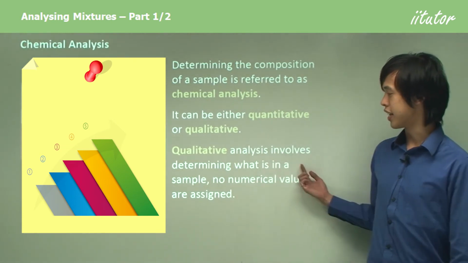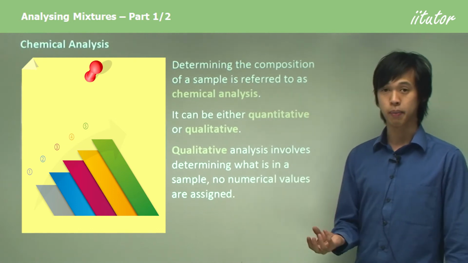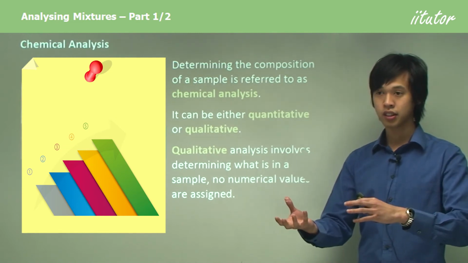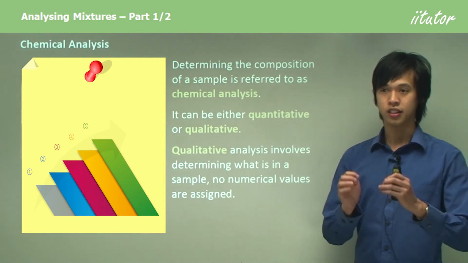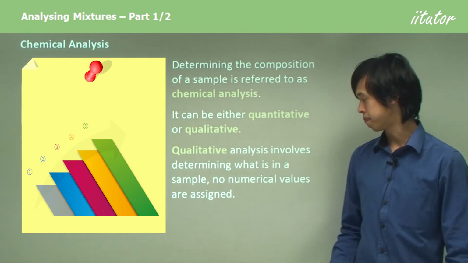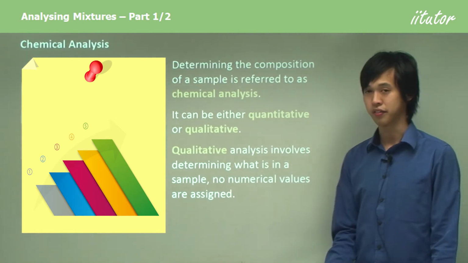So qualitative analysis involves simply determining what's in the sample. Okay, so if I had a chemical and I realized that it was carbon and oxygen, that's qualitative because there's no number assigned to it. We just know that there's carbon in there and there's oxygen in there. See, so there are no numerical values assigned.